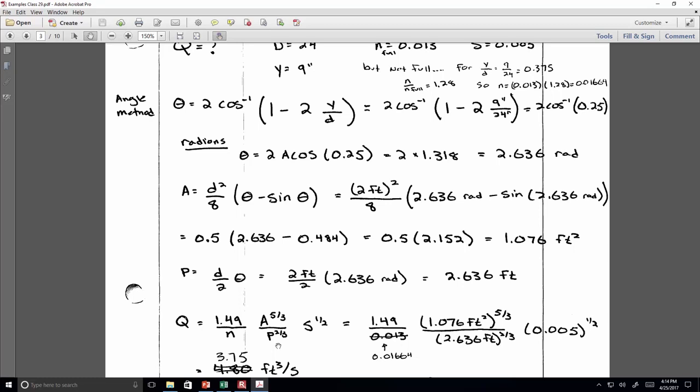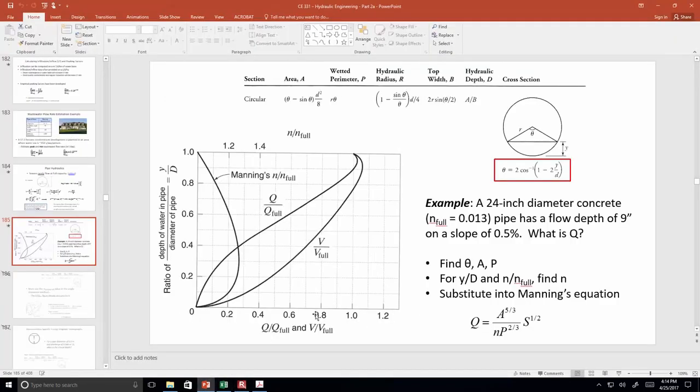It can be a little bit different depending on how you read the n to n full ratio off the top part of that nomograph. This is the flow rate that we're going to see. This is not Q full. This is the flow rate that we're going to see for the conditions that are described. To calculate Q full, you would use the 0.013, and you'd calculate the area of an entire circle and the wetted perimeter for the entire circle, and then you could get your Q full and you could multiply it by this ratio, the Q to Q full, and it would match.